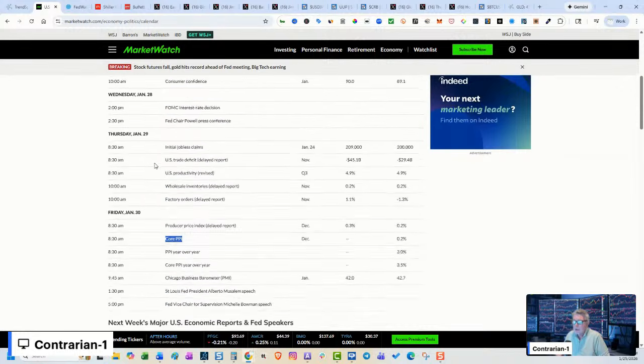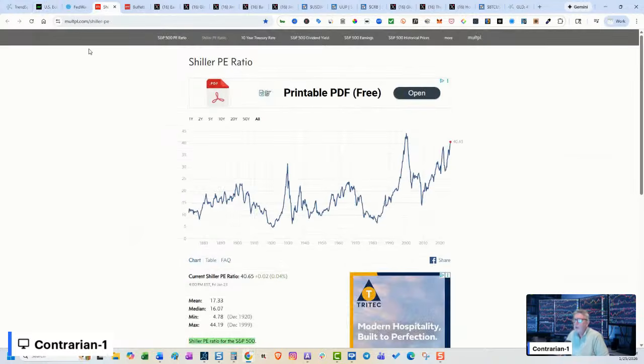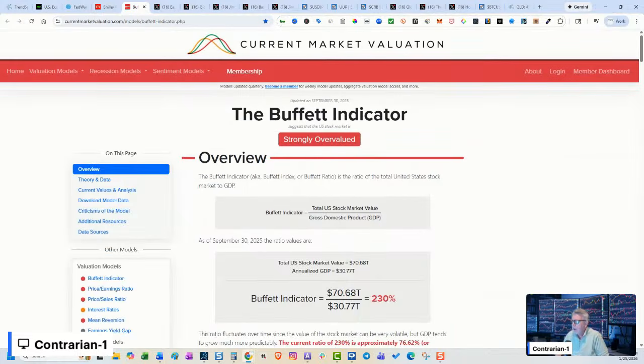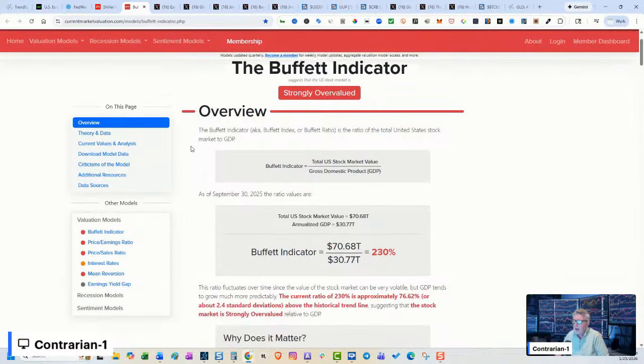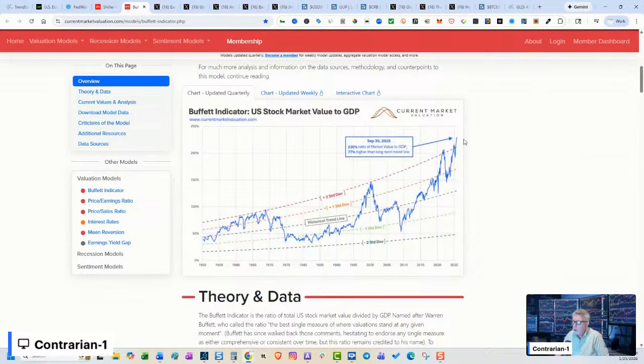Can you believe this is the last week of January already? Valuations. We closed out the week with a Shiller PE ratio of 40.65. Only one day last week did we close down below a 40 handle on the Shiller PE ratio. Valuation as measured by the Buffett indicator: strongly overvalued. You are here. This is why we are short. This is unsustainable. We are above a 2 standard deviation move beyond the historical trend.